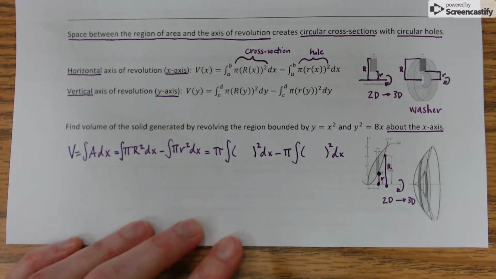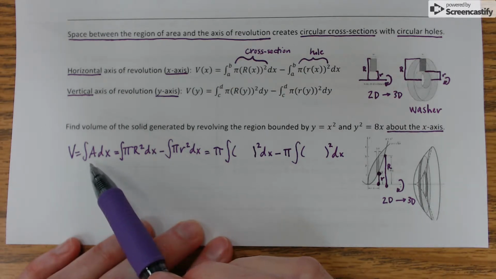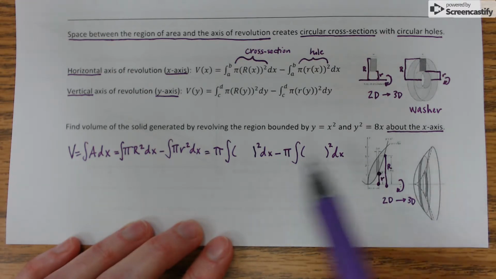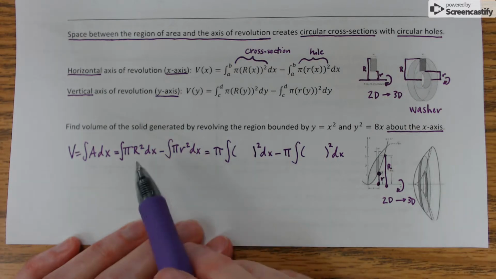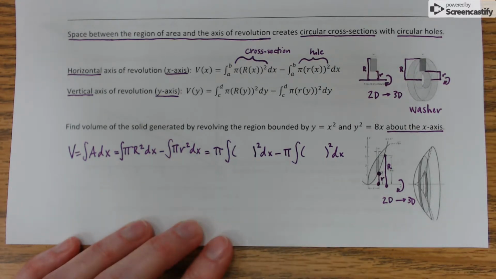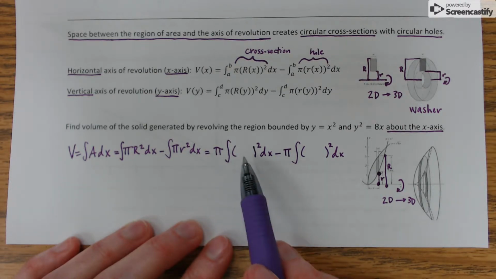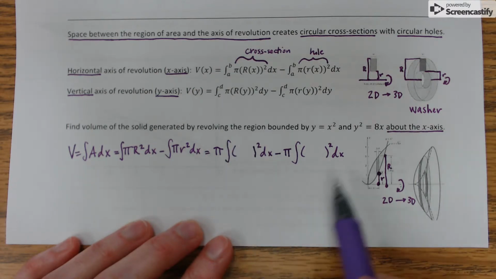So let's start by looking at the setup of our thinking. Again, we always go back to volume is the integral of area. It is a dx integral because we're going around the x-axis. And when I looked at the two-dimensional shape, I saw that there's space between that region and the x-axis. And so I knew to set up a big pi R squared minus a little pi r squared for the hole. And let's go about finding those big R and little r expressions, as well as the limits for our dx integrals.